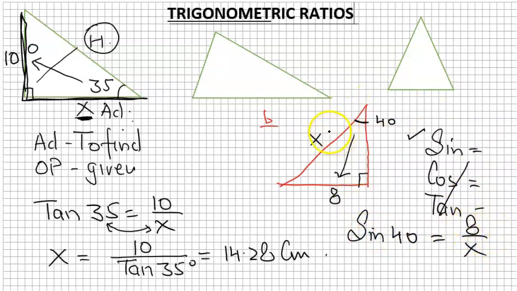In sine and cos, the longest line, that is hypotenuse, is always down there. Now as I told you, this can be replaced. So x is equal to 8 over sine 40. If you have a calculator, you can use it. You can quickly write the answer. And if I use my calculator to find out, that will be 8 over sine 40.